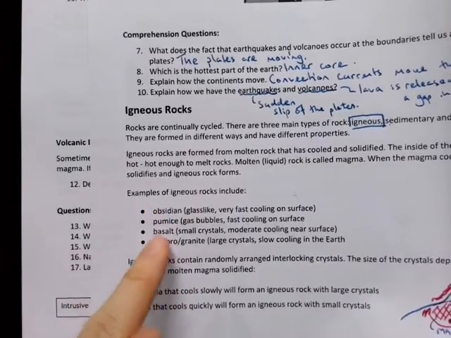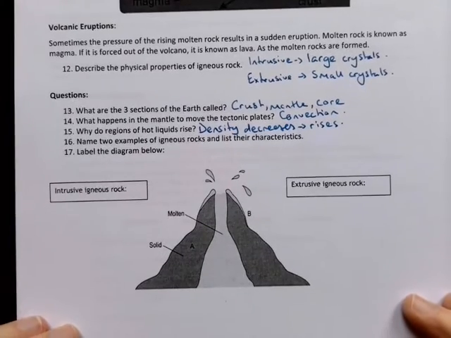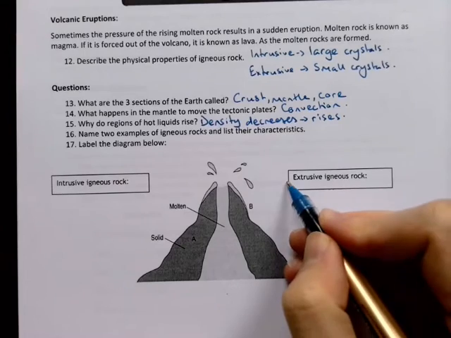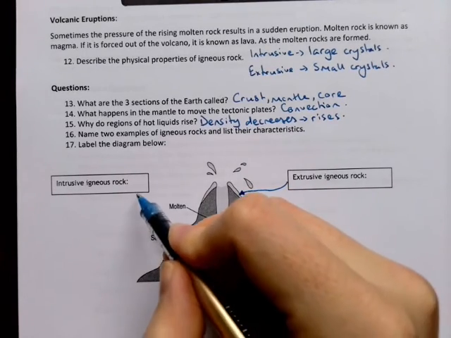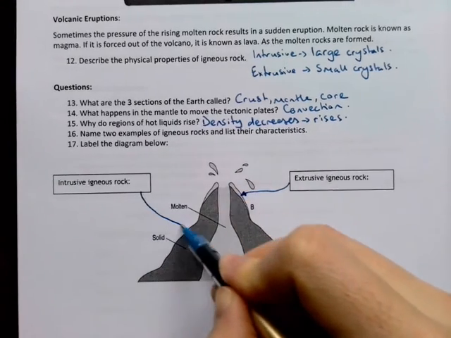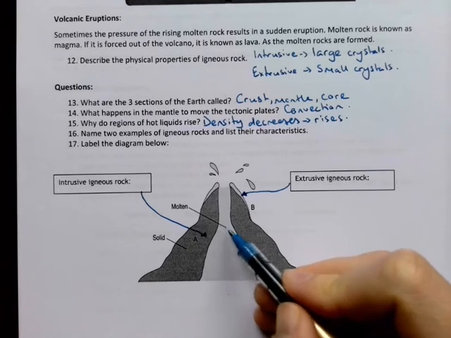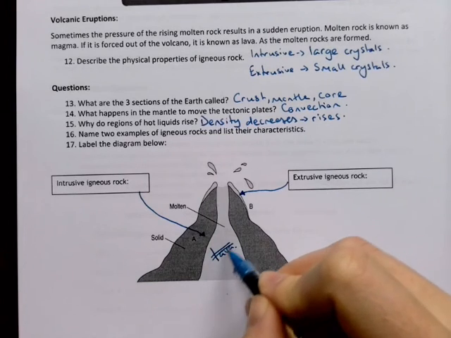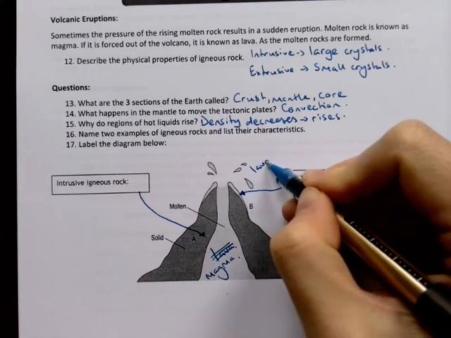So you could have chosen any two from those four here. And label the diagram below. All right, so extrusive igneous rock would be this rock being formed here. Intrusive igneous rock would be this rock formed here. And this molten stuff in here, that's your magma. And this is your lava up here.